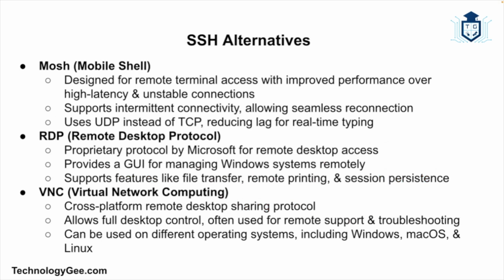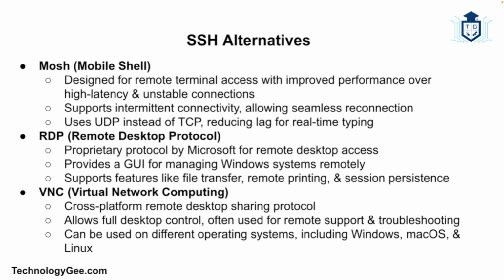So while SSH is a versatile and widely used protocol, there are several alternatives and complementary tools that provide similar functionality with different features. The first of that is called MOSH, which stands for Mobile Shell. And this is a remote terminal application that supports intermittent connectivity and provides better performance over high latency networks compared to SSH. Next, we have that of RDP, or Remote Desktop Protocol. And this is a proprietary protocol developed by Microsoft for remote access to Windows desktops and servers, providing a graphical user interface for remote control.